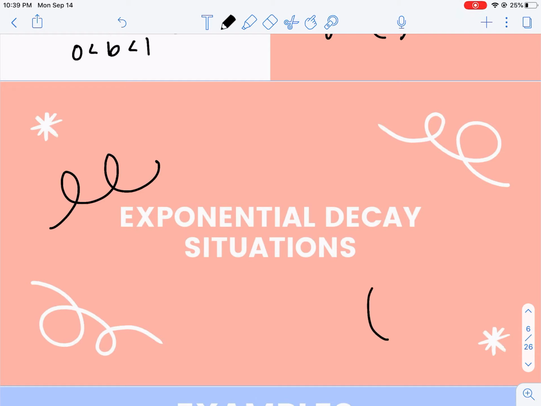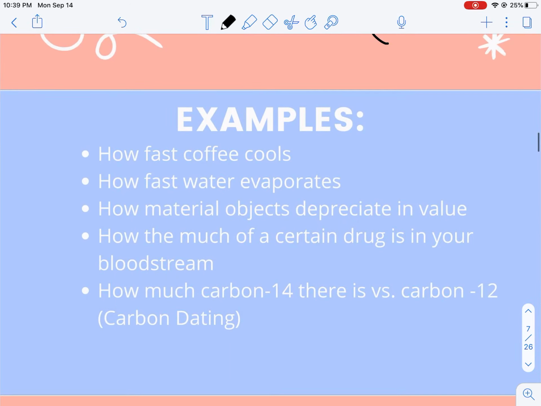Okay, now let's talk about exponential decay situations, because this is really where a lot of the good stuff happens. Where do we see this in the real world? Well, here are some examples. Have you ever noticed that you get a piping hot cup of coffee or tea or hot chocolate and it cools really fast? It's too hot to drink, and it starts to cool really fast. And if you miss it, oh man, now it's too cold to drink. But then it kind of just flattens out. It just stays that temperature for a long time. Well, it's approaching room temperature.